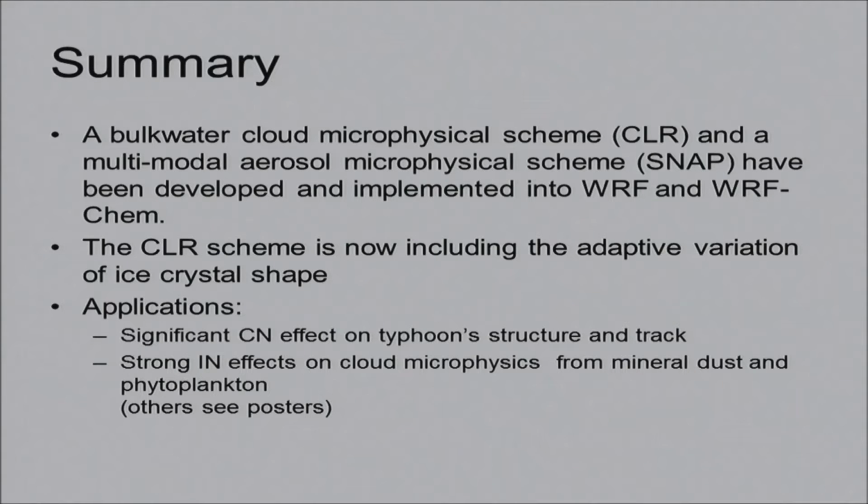And we also do a lot of applications of the model showing that the anthropogenic condensation nuclei can affect typhoon, mostly through the effect of latent heating, which influences the track of typhoon. And we also show 2 types of the ice nuclei, the phytoplankton and mineral dust, both can have significant effects on the cloud microphysics and radiation. Thank you.